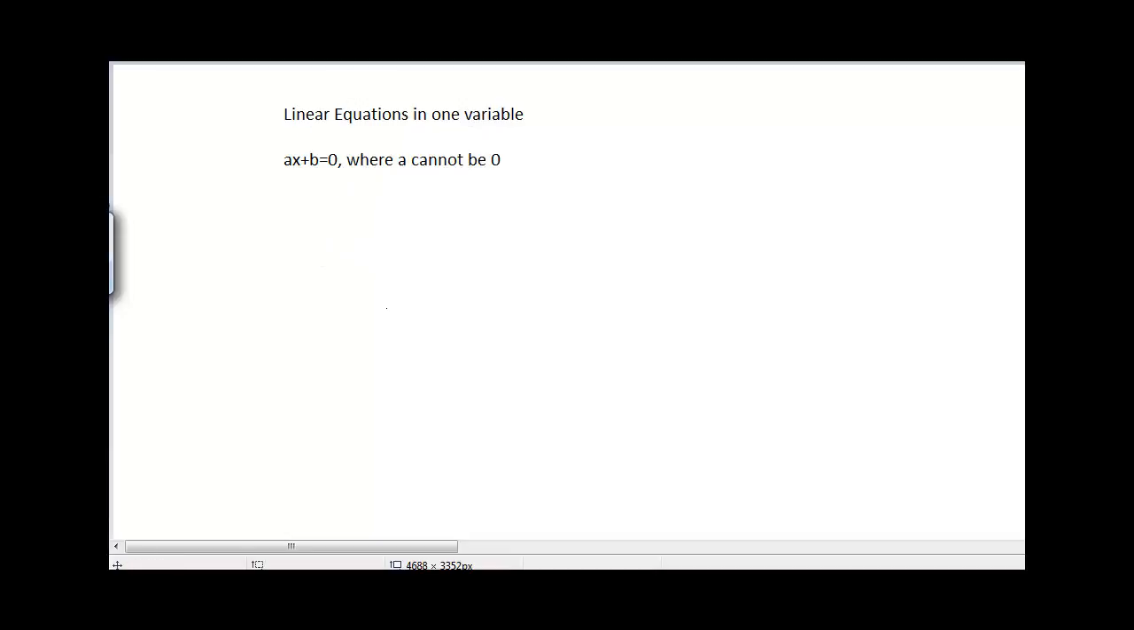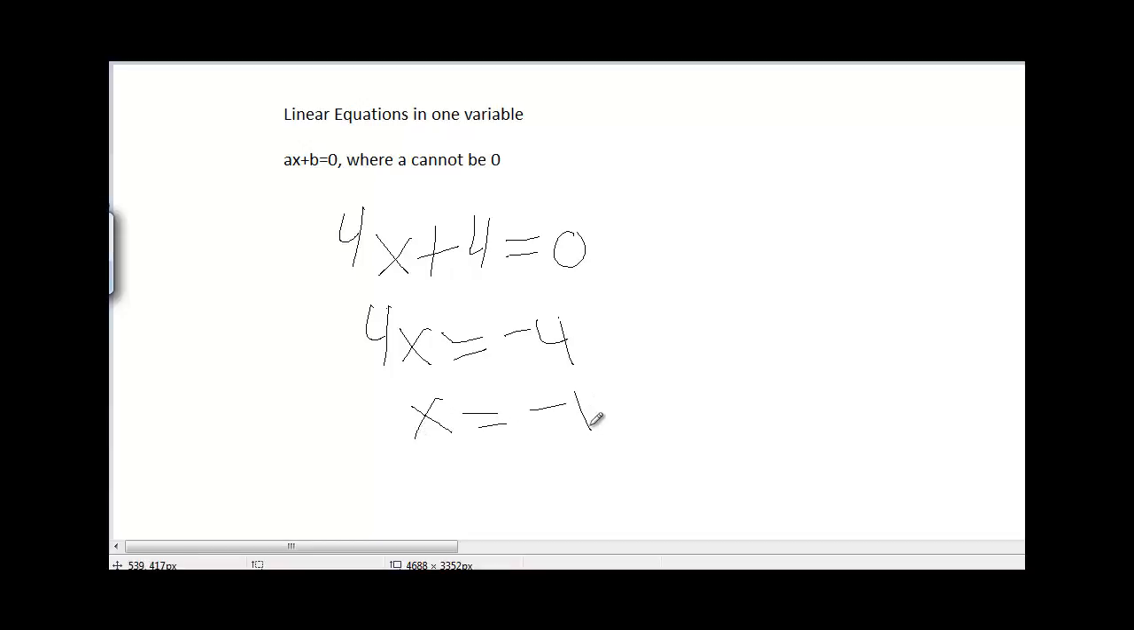I think the best way to get started is with an example. Let's say we've got 4x plus 4 is equal to 0. Well, then I would subtract 4 from both sides, and I'd be left with 4x is equal to negative 4. And I would divide both sides by 4, and I'd be left with x is equal to negative 1.